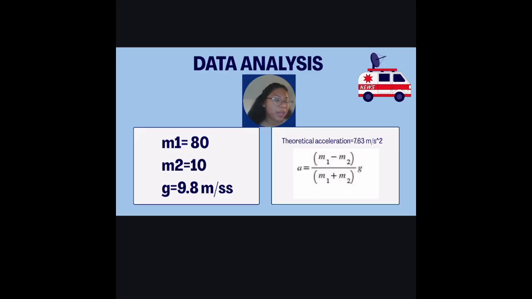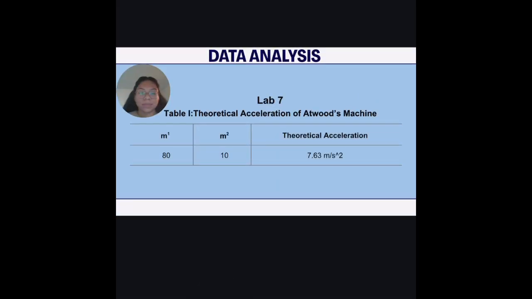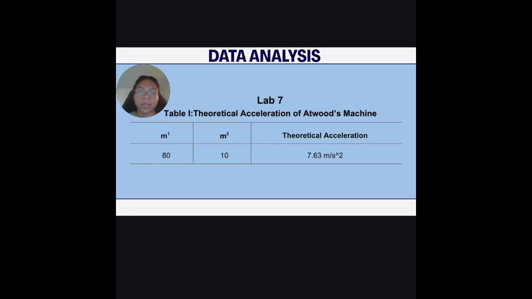So when we plug that in using our masses of 80 and 10, we got 7.622. So we rounded up to 7.63 meters per second squared. And this is just the first table we created from our theoretical acceleration.